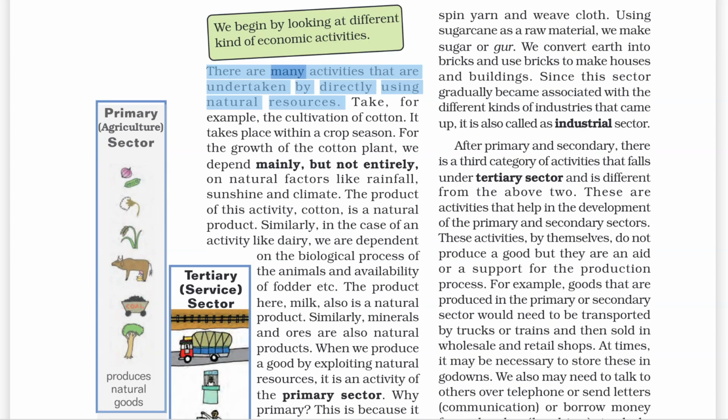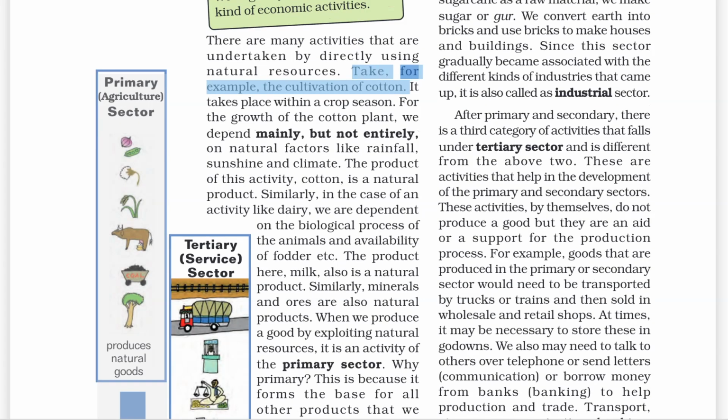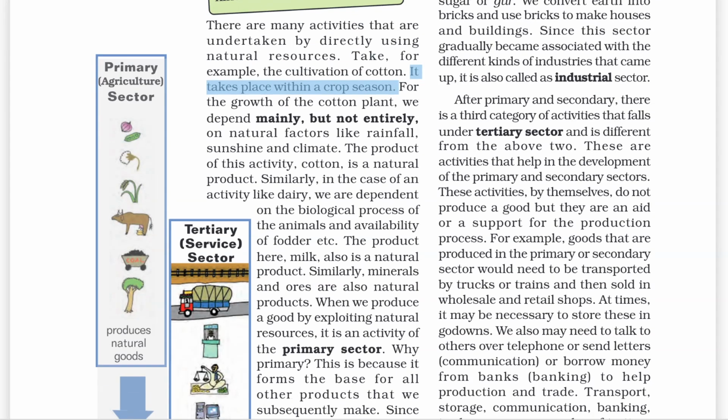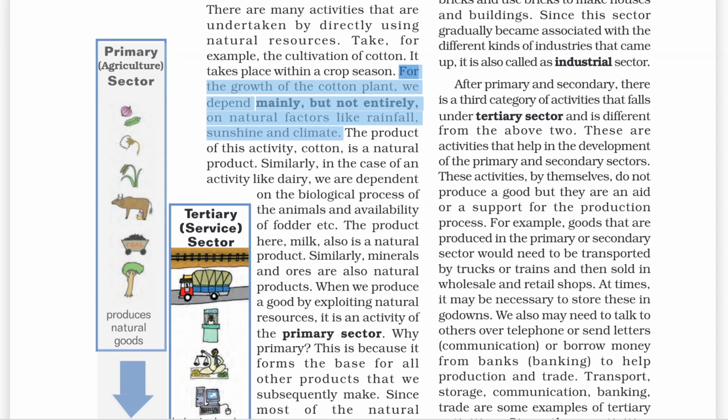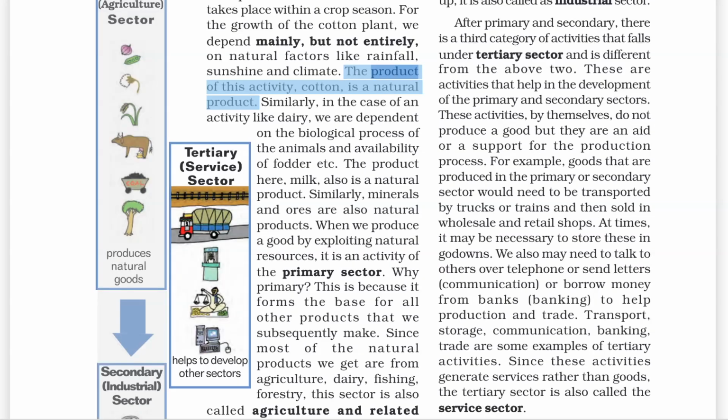There are many activities that are undertaken by directly using natural resources. Take, for example, the cultivation of cotton. It takes place within a crop season. For the growth of the cotton plant, we depend mainly but not entirely on natural factors like rainfall, sunshine, and climate. The product of this activity, cotton, is a natural product.